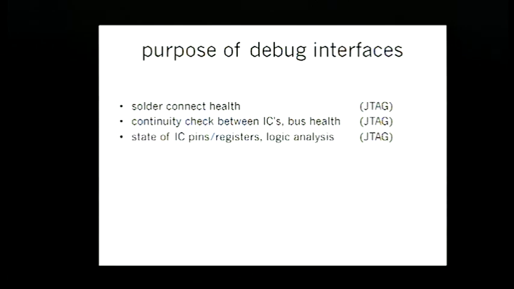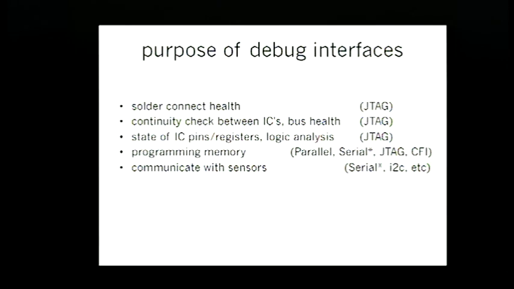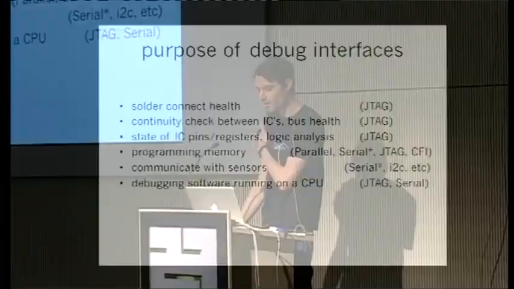You'll check the actual state of the pins on the chip with JTAG. Or you might use it to program memory. You can also use CFI, parallel programming, serial. You'll use serial I2C to communicate with sensors, and perhaps I'm missing some stuff. And you might use JTAG and serial to debug the actual processor. So these are the different debug interfaces that I'm looking at.